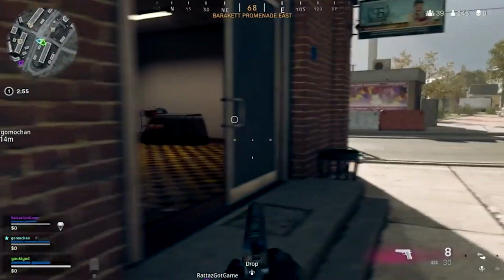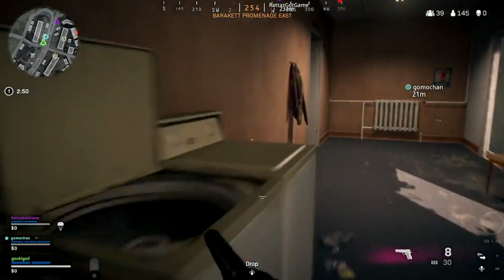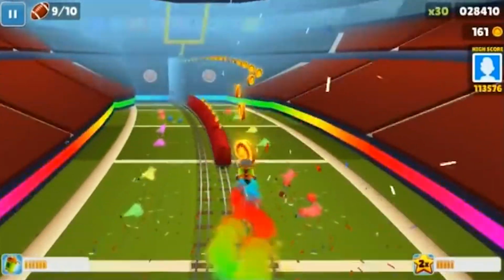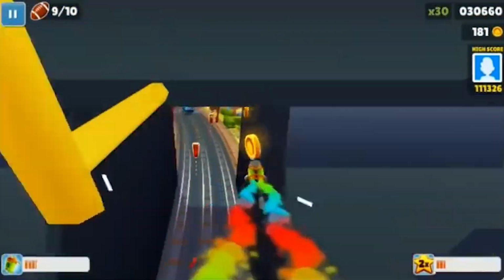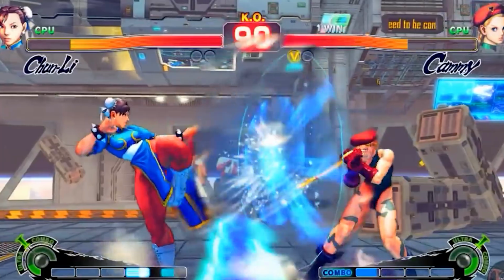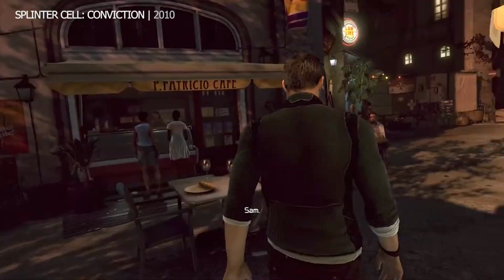Non-diegetic interface is quite the opposite, because it will give information to the player without caring about the narrative or the game's world. For example, Subway's score system, the health bars and combo counters in Street Fighter. Characters in these games don't actually know that these elements exist.